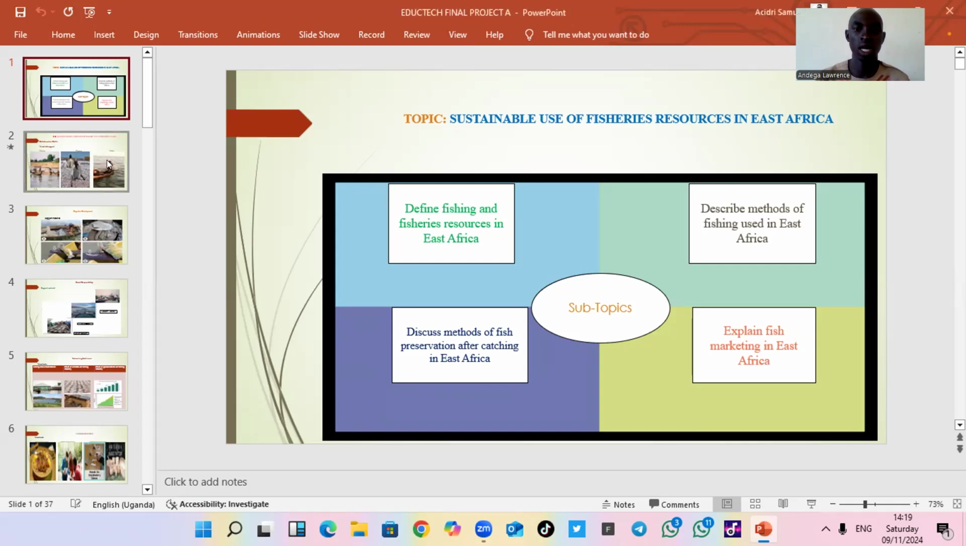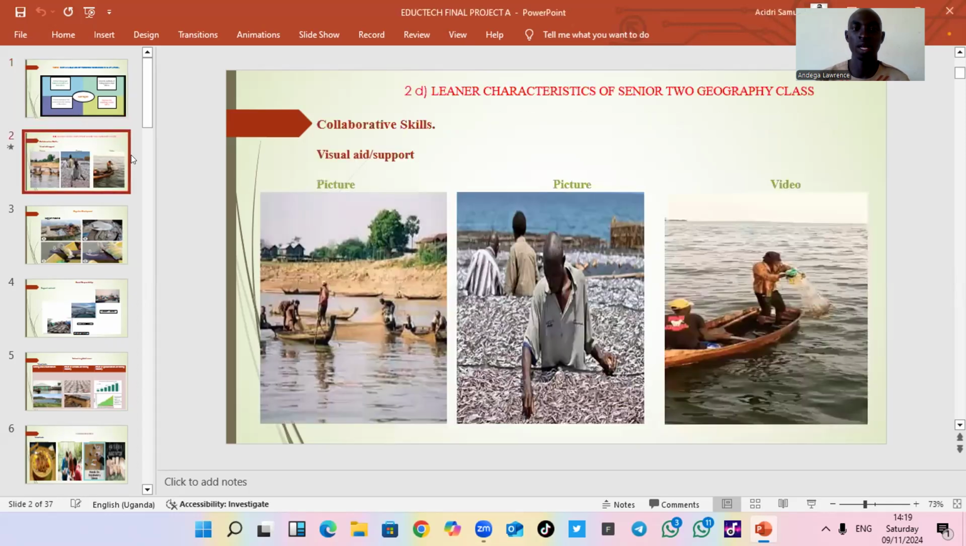Before I go further, my learners have various characteristics which need to be supported. Before I explain those subtopics under our topic, we shall look at the characteristics of my learners. These are learners of senior 2 class in third term.